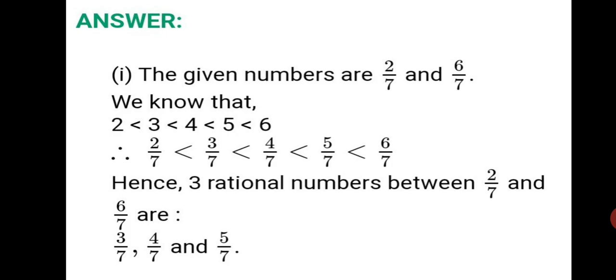Therefore, 2 upon 7 will also be less than 3 upon 7. 3 upon 7 will be less than 4 upon 7. 4 upon 7 less than 5 upon 7. And 5 upon 7 is less than 6 upon 7. Why are we showing this? So that we can write the rational numbers which are between the given two numbers. Hence, three rational numbers between 2 upon 7 and 6 upon 7 are 3 upon 7, 4 upon 7 and 5 upon 7.